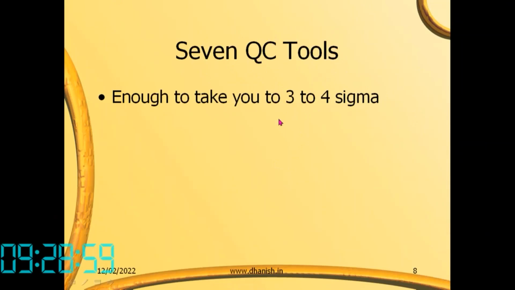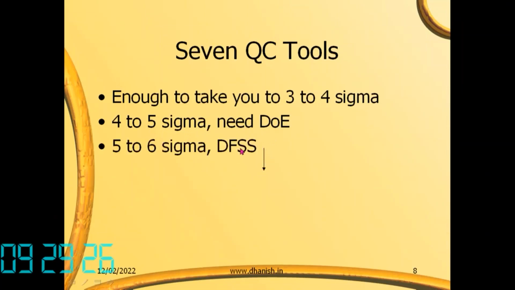Then to improve beyond 4 sigma, from 4 to 5 sigma, you need design of experiments. In design of experiments, we optimize the process parameters so that the output is achieved. So you can achieve 5 sigma this way. And then to achieve real 6 sigma, you have to design for 6 sigma. That means your product and process all have to be redesigned. By just design of experiments, sometimes it may be achieved, but usually you will not be able to achieve 6 sigma. To achieve actual 6 sigma levels, you have to completely design your product and process so that 6 sigma level of quality is achieved.